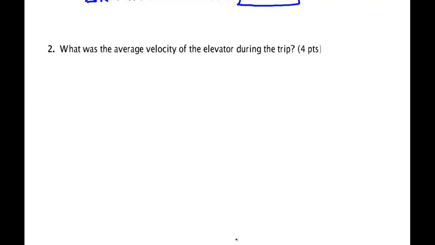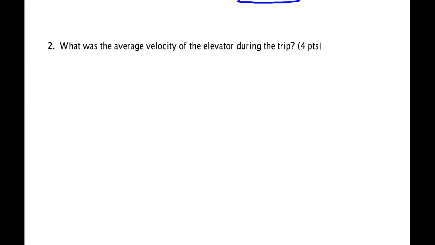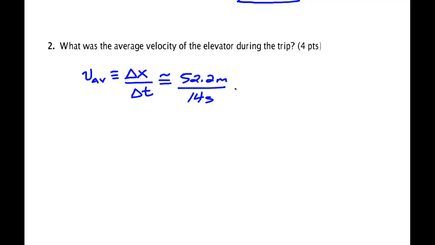Part B. What was the average velocity during the trip? Well, this is just again checking to make sure that you know basic definitions. V average, by definition, is the displacement over the change in time. We just found the displacement, 52.2 meters, and we did that over a total time of 14 seconds. So that's 3.73 meters per second.